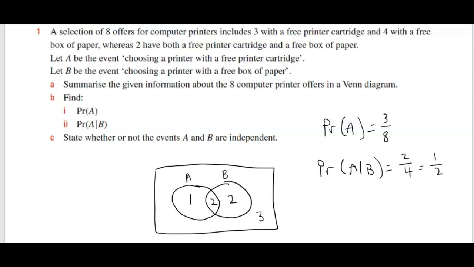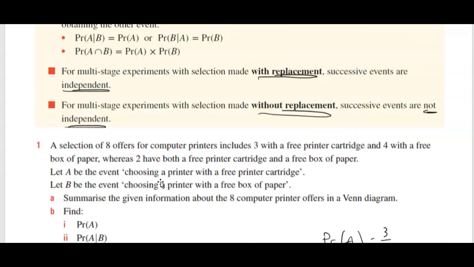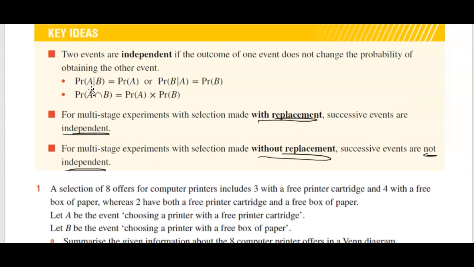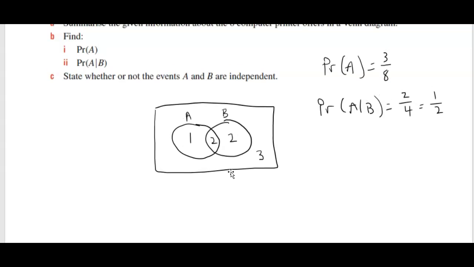State whether or not the events are independent. So remember, for them to be independent, the probability of A given B must be equal to the probability of A. Are these equal? Does 3 over 8 equal a half? No, they don't, so it's not independent. Okay, so that's all you need to do to state whether they're independent.